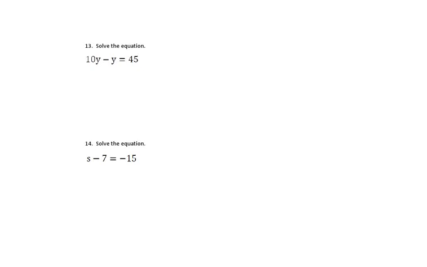In question 13, it says 10y minus y equals 45. Notice the second y doesn't have a number in front. Well, there is a number in front, it just happens to be 1. So I'm going to put a 1 right in front of it. Well, 10 minus 1 is 9, so that becomes 9y equals 45. And from there, to solve, we just have to divide by 9. 45 divided by 9 is 5.